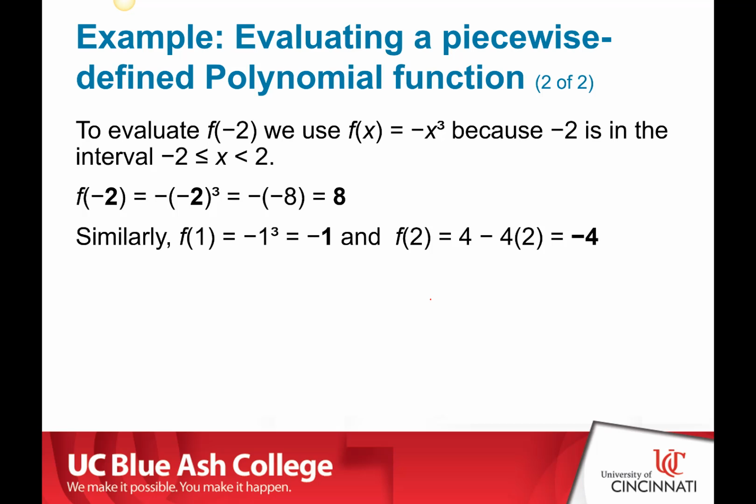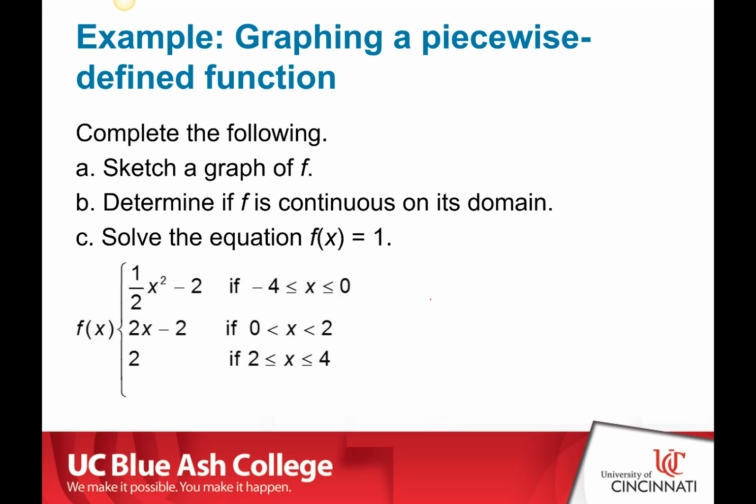Everybody good with evaluating these things? Pretty straightforward stuff. Easy going. Okay. Sketch a graph of this function. Now this one's different than the other one. How do you know? Well, I looked at the domain. This one starts at -4 and runs up to +4. That's a little different than the last one. Okay. Sketch a graph, determine if it's continuous, and solve the equation where it equals 1.